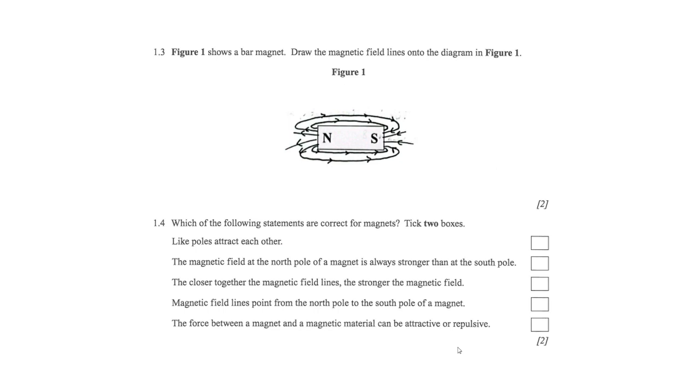Which of the following statements are correct for magnets? Like poles attract each other? Absolutely not. The magnetic field at the north pole of a magnet is always stronger than at the south pole? Absolutely not. The closer together the magnetic field lines, the stronger the magnetic field. This is correct. The higher density of magnetic field lines, the stronger the magnetic field. So that one is true. Magnetic field lines point from the north pole to the south pole of a magnet. That is also true. The force between a magnet and a magnetic material can be attractive or repulsive. This is false. A magnet will always attract a magnetic object. So 3 and 4 were correct.